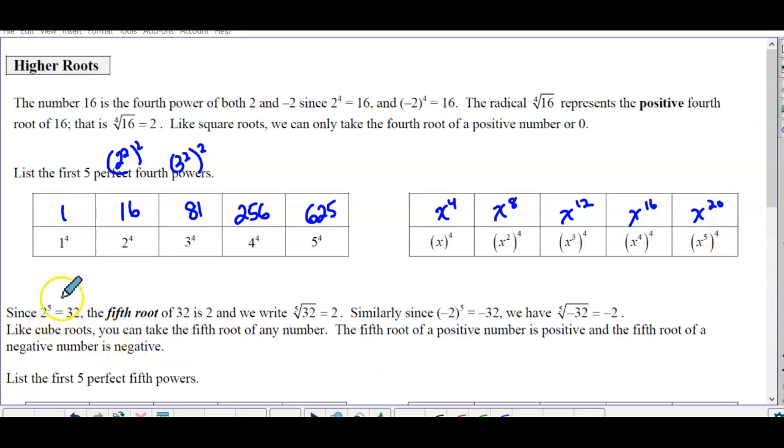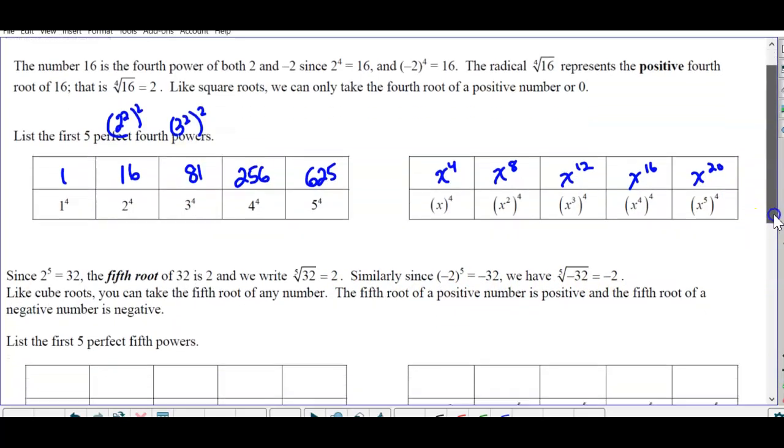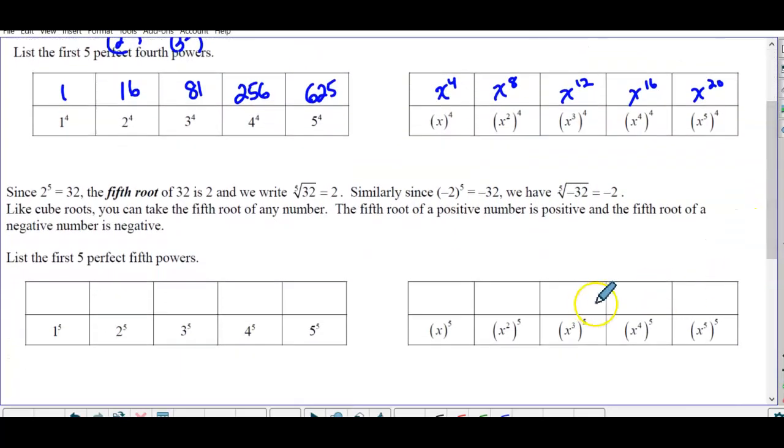Then since 2 to the 5th is 32, the 5th root of 32 is 2. Similarly, negative 2 to the 5th is negative 32. So the only way you'd get a negative is if the radicand is negative. Like cube roots, you can take the 5th root of any number. The fifth root of a positive is positive, the fifth root of a negative is negative.